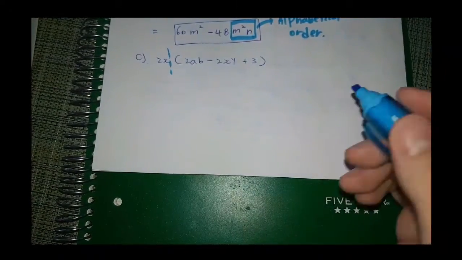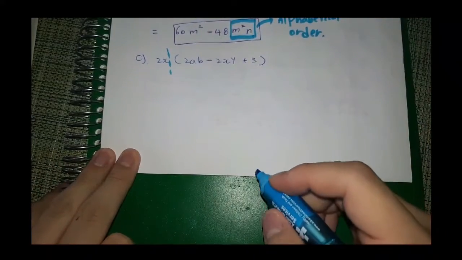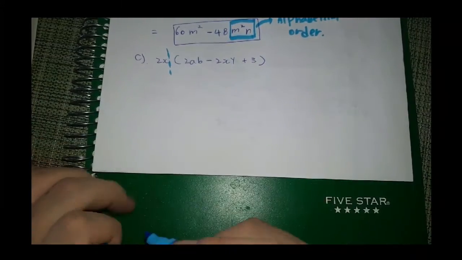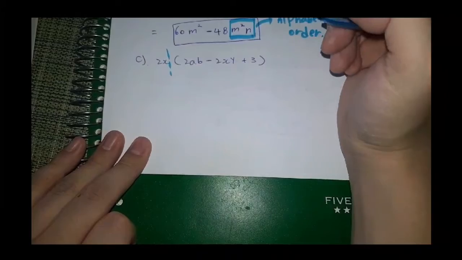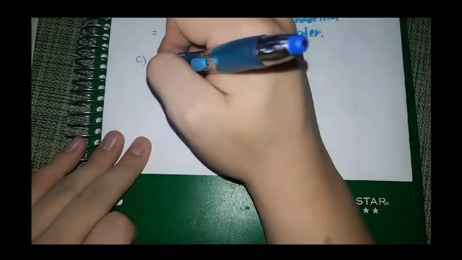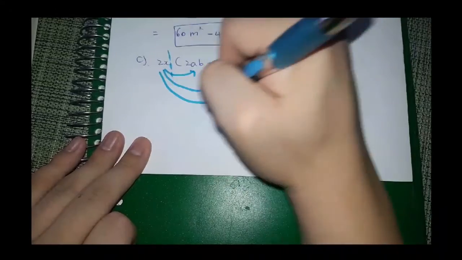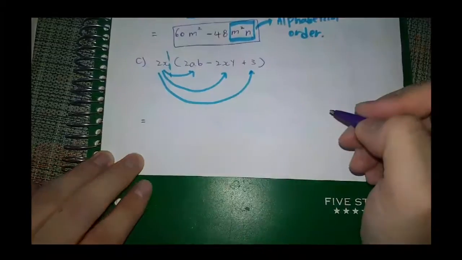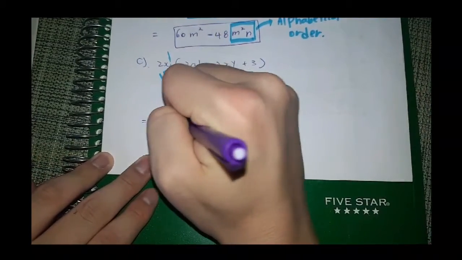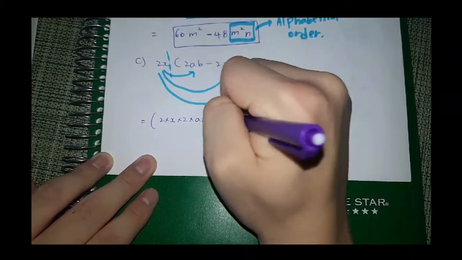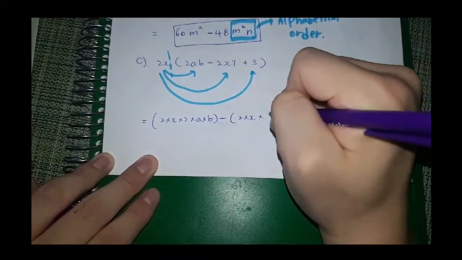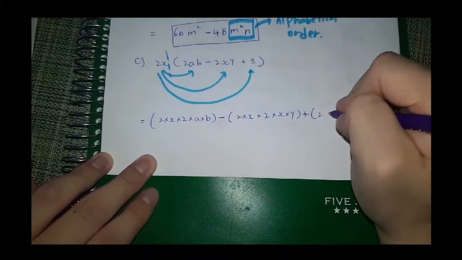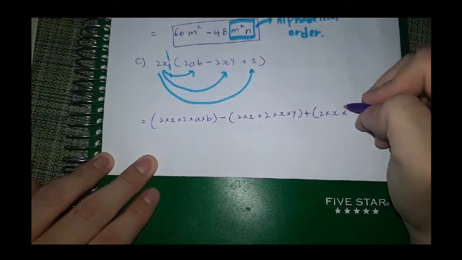2x. And we have a bunch of letters, which are variables, more than one, and we have a whole number. Long story short, who cares about the whole different type of arrangement? We just need to multiply these two, and these two. I know it's tedious, but it's a good idea to write down the whole thing. 2 times x times 2 times a times b minus 2 times x times 2 times x times y plus, because that's the sign, 2 times x times 3.